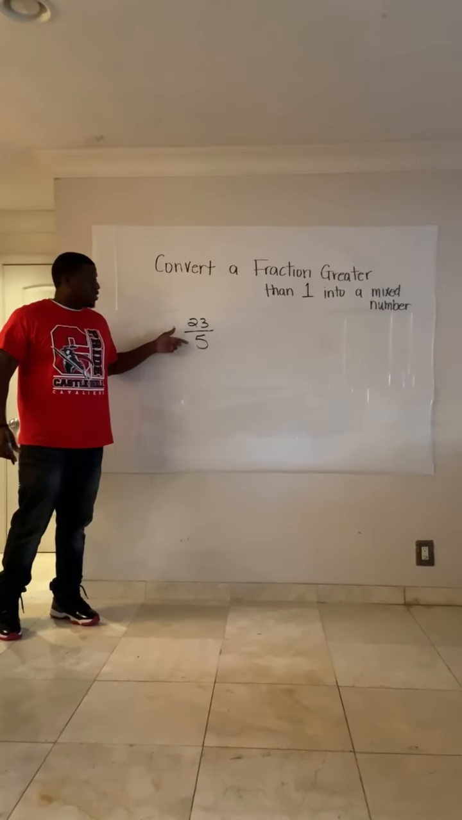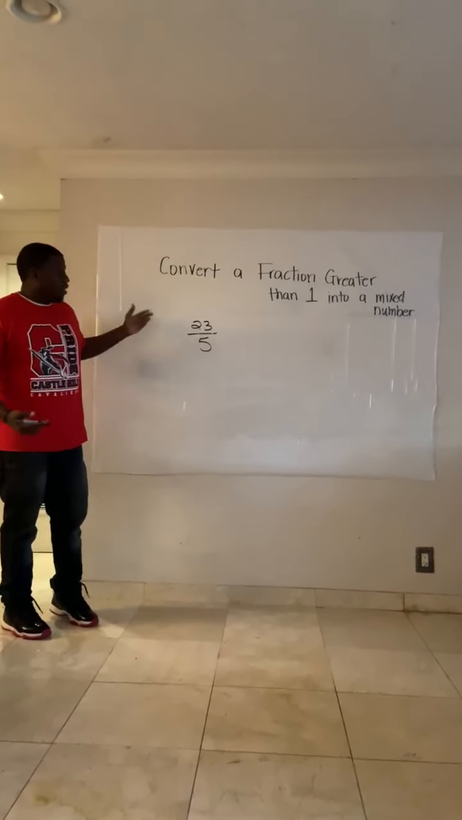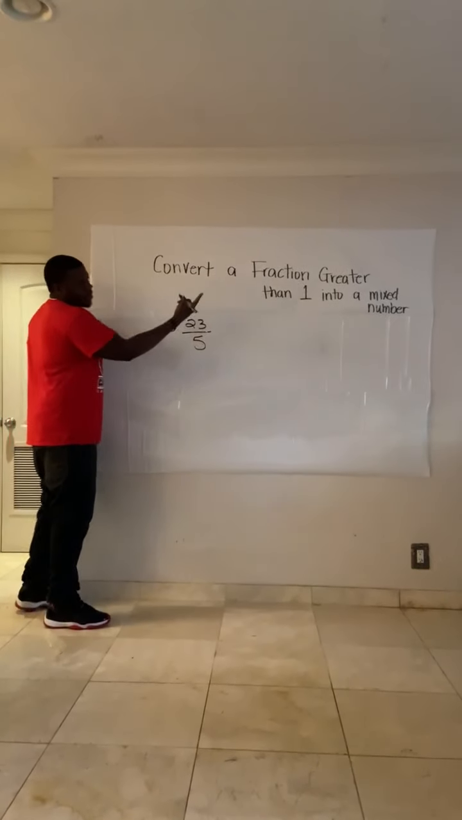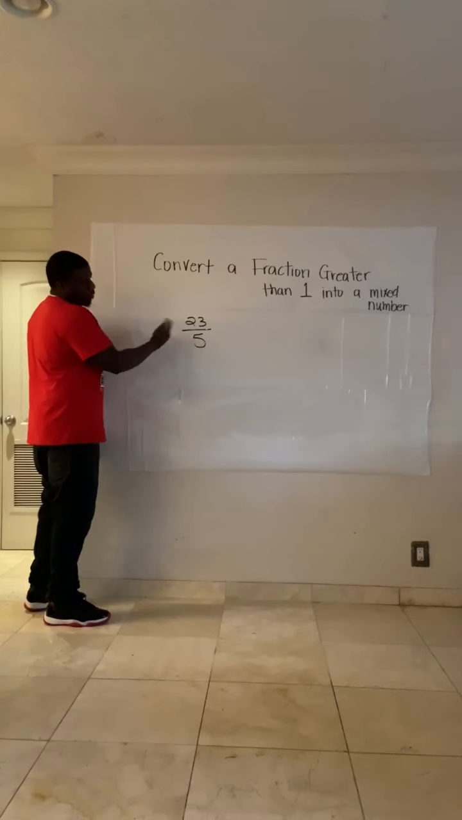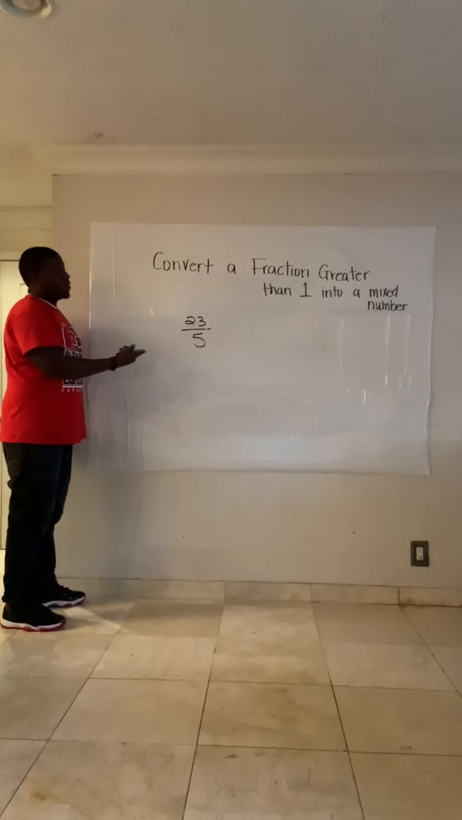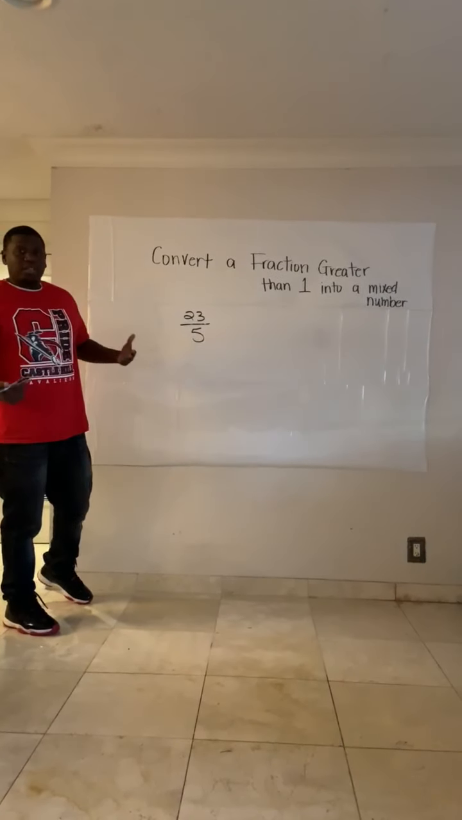As long as the numerator is greater than the denominator, it is going to give you more than one whole. A lot of people call it an improper fraction, but it is the same thing. A fraction greater than one whole is an improper fraction, and it's improper again because the numerator is greater than the denominator. There are a couple ways that you can convert this into a mixed number.